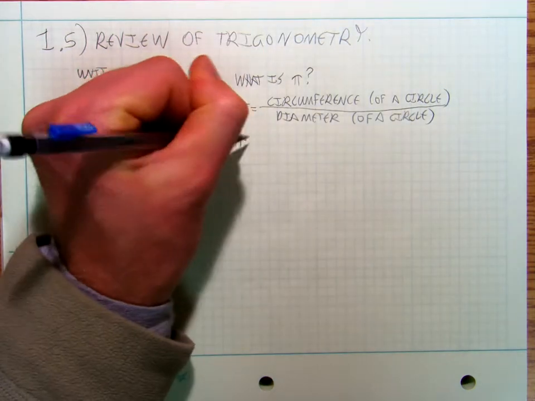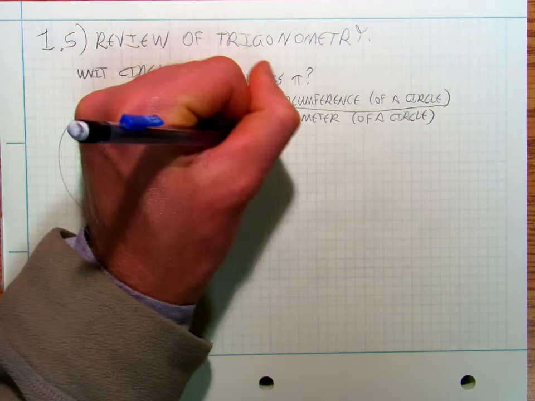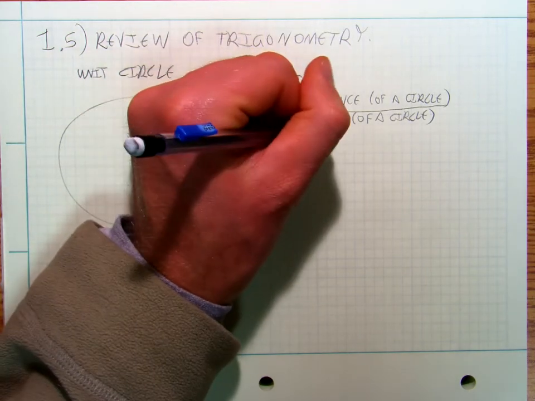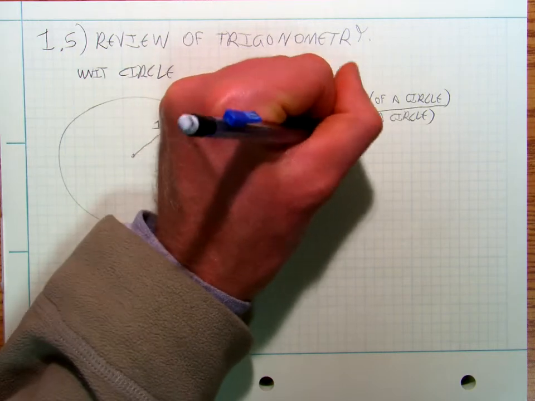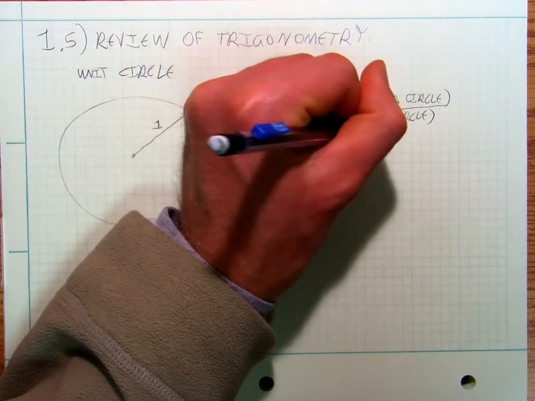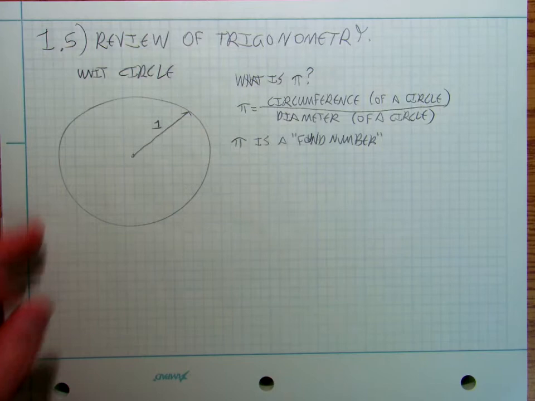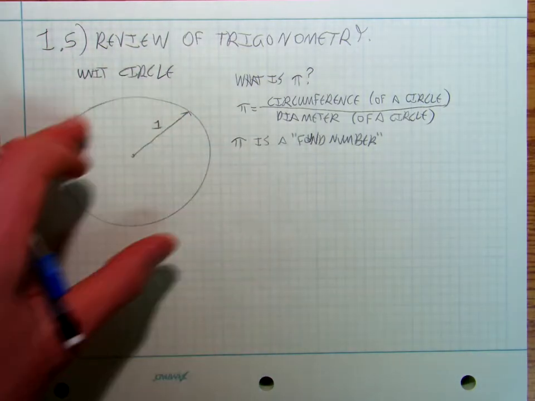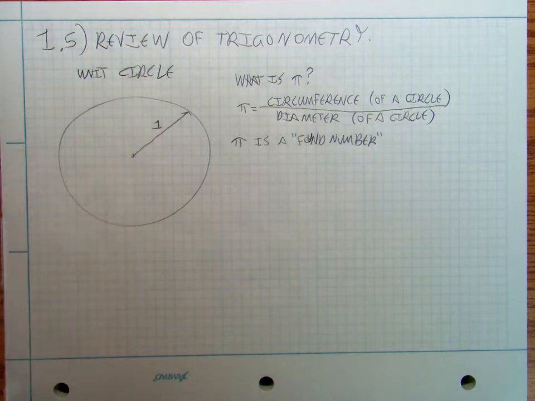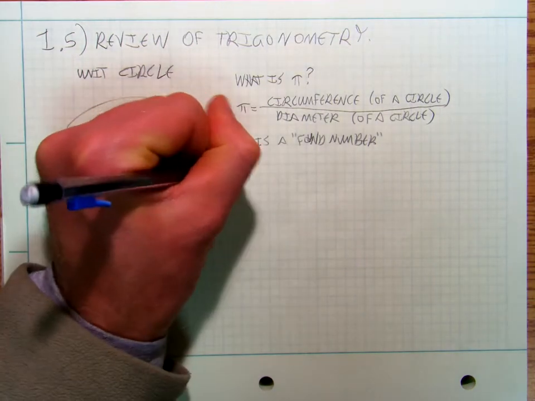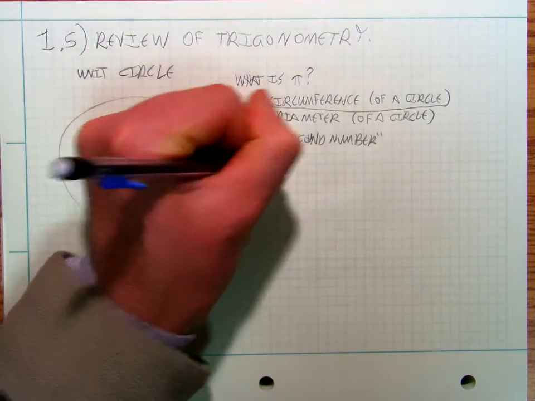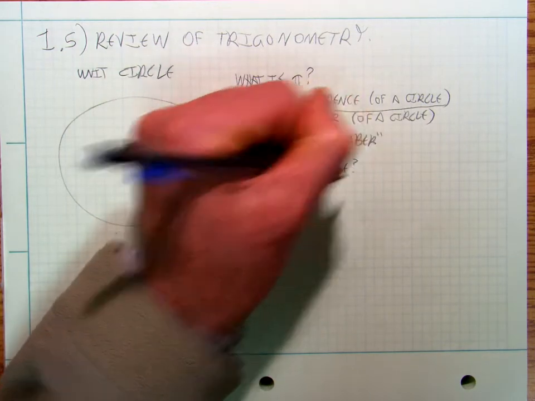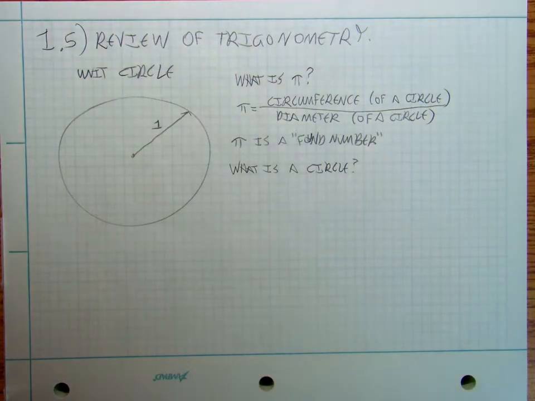So pi is a found number. We sort of came up with the concept of a circle. What is a circle? That's a good question. Can you answer that one?